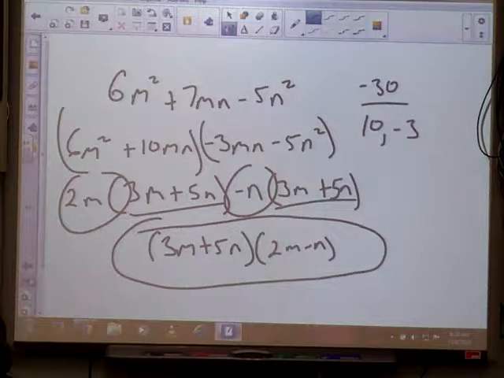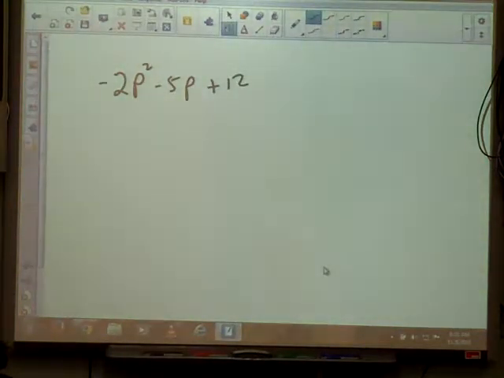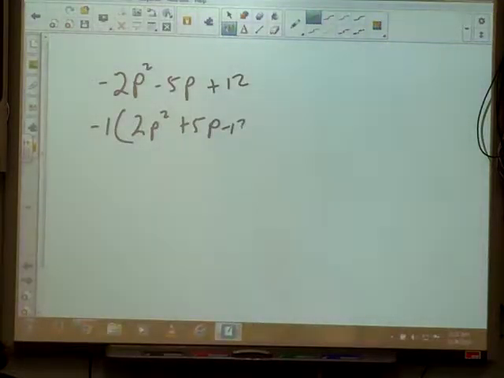All right, this one, I've got negative 2p squared minus 5p plus 12. That was interesting. Do I have a GCF? No. But when my a is negative, that makes factoring a little more difficult, because when you check something and FOIL it, it's hard for a first times a first to be a negative, isn't it? So when your A is a negative, you need to go ahead and factor that out. That's just going to change all your signs, dividing everything by a negative.